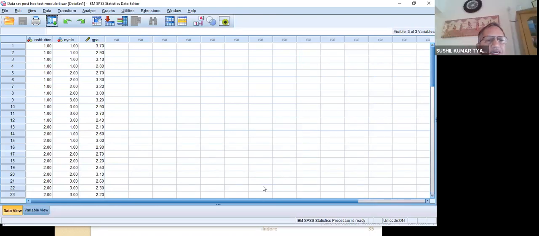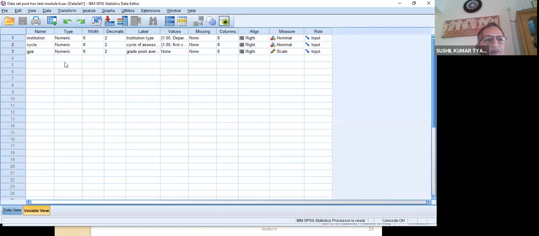Let us have a look at the data. We have 3 variables here. 3 columns means 3 variables. And the overall sample size is 48. One independent variable is institution.